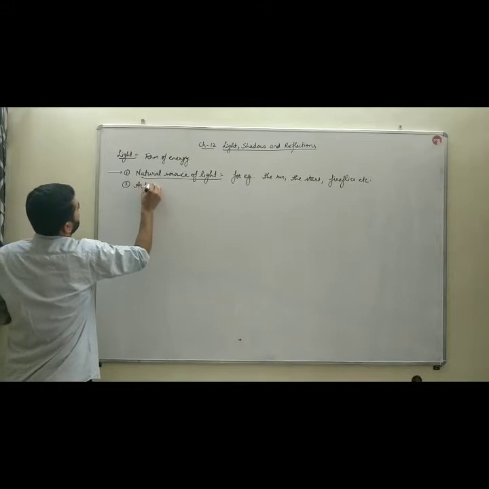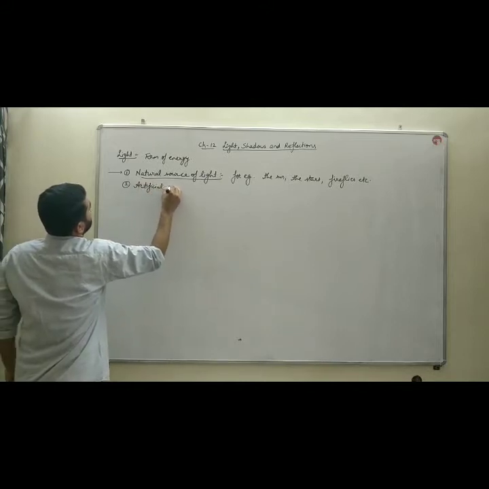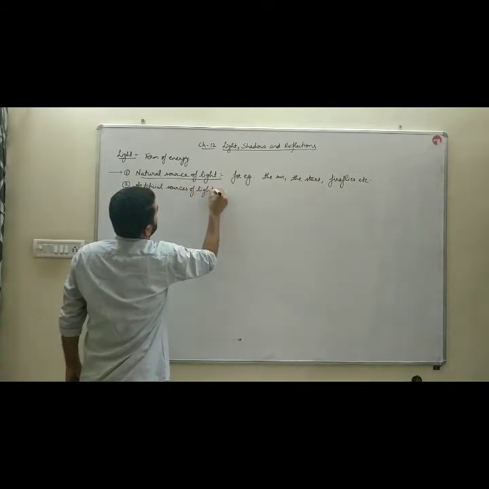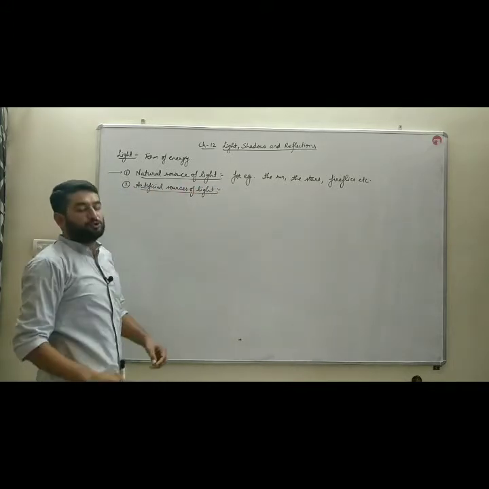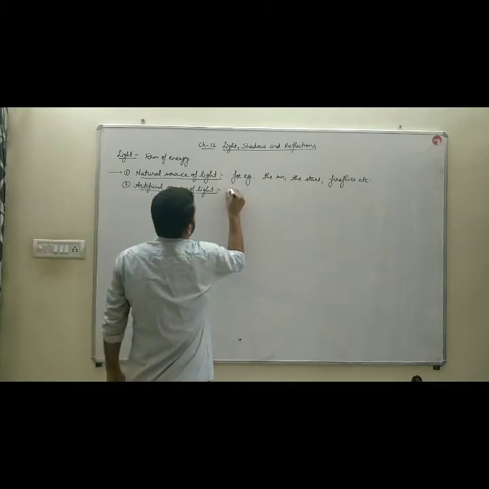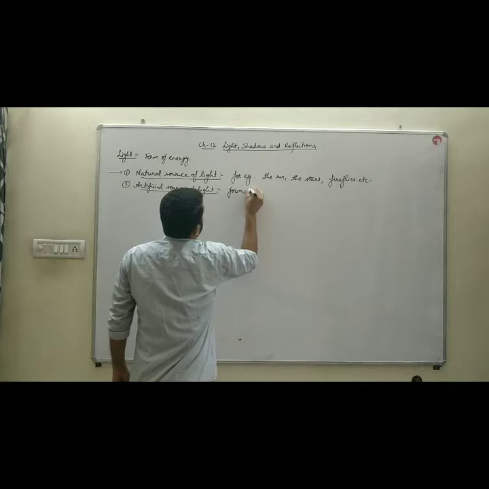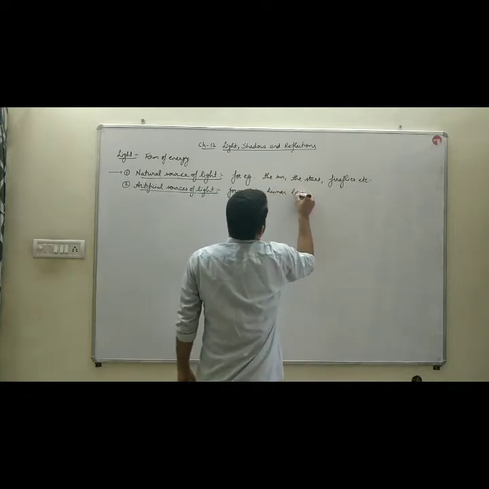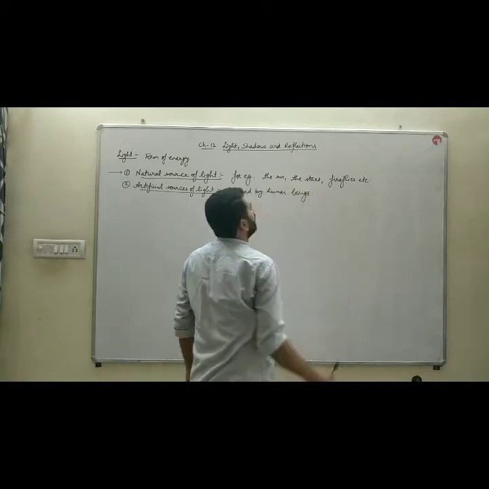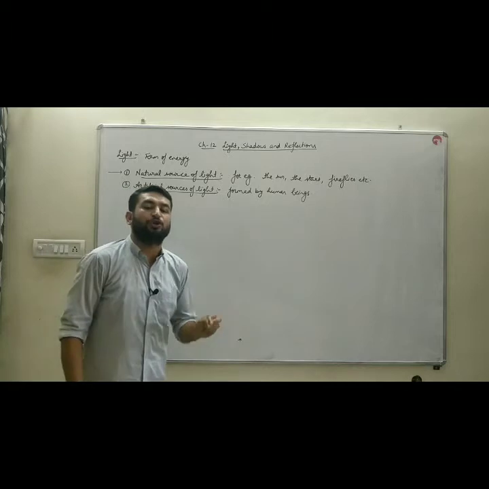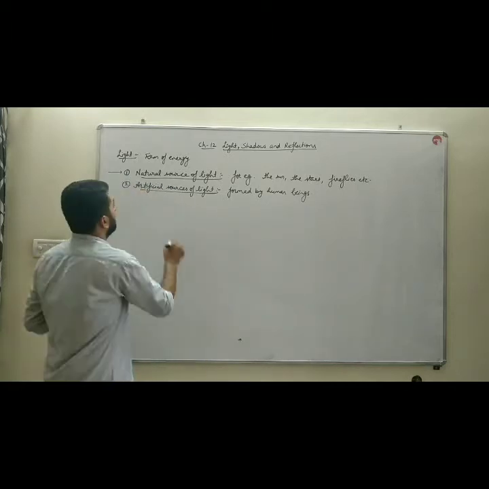Second one, the artificial sources of light. The source of light which emits the light, and is formed by human beings for their well-being, for their use. Those sources are known as artificial sources of light or human-made sources of light.